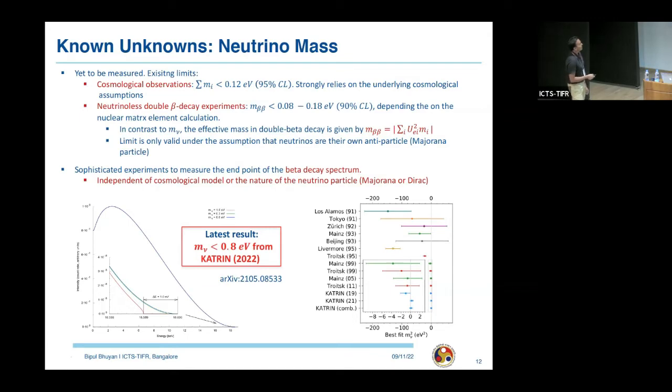Then if you go to the beta decay spectrum endpoint measurement, that is putting some important limits at this time. The best result has come recently, which is putting the limit at around 0.8 electron volt from this particular experiment. And here again, improvement in the technology is going to play a very important role to find out where the endpoint is for the beta decay spectrum. That is where I believe some important results are going to come forward in the future.